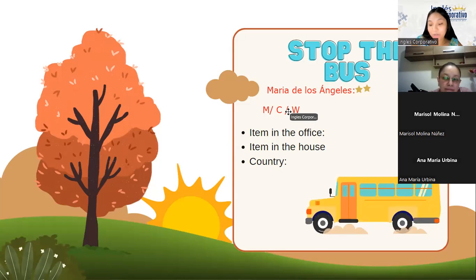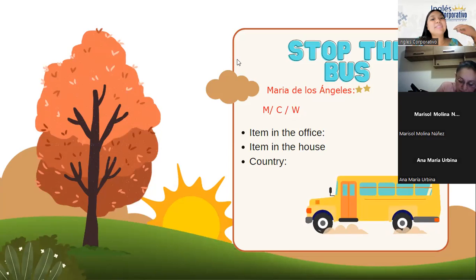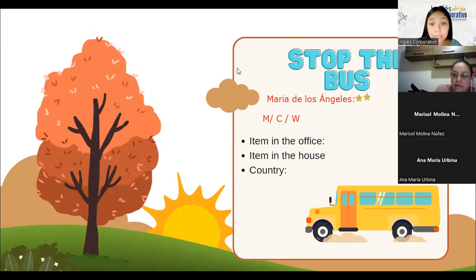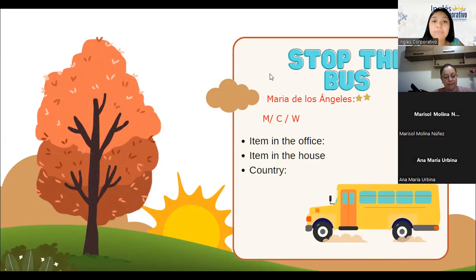A country, do we have a country? West. That is not a country. West is not a country. Water? Okay, water is an item in the office, an item in the house. Watch, no vale. Wash, like lavar. Maybe washing machine, tal vez como una washing machine que es una lavadora. Okay, wash es un verbo. Very good. Well, country with the letter W, we don't have. No tenemos.